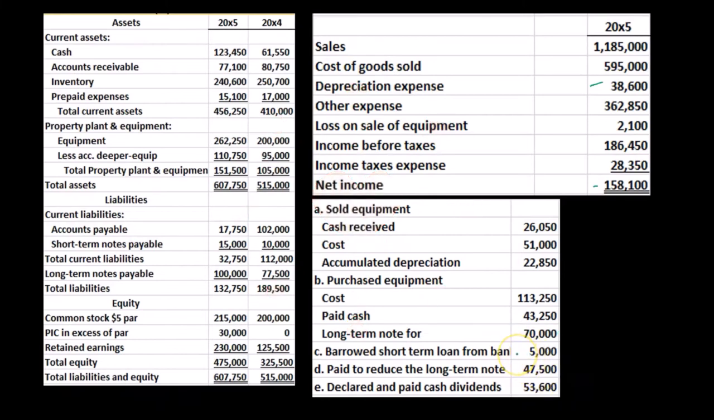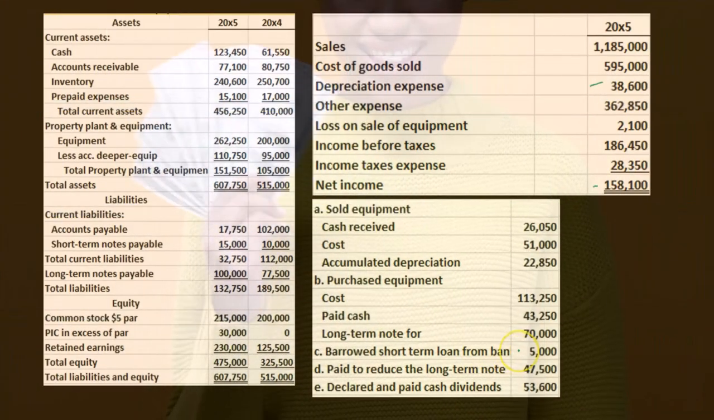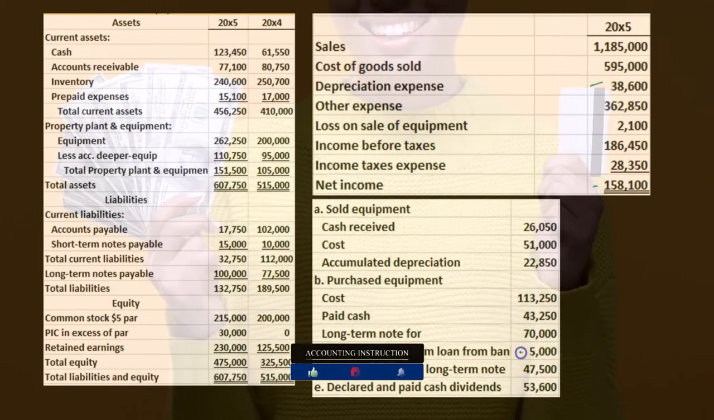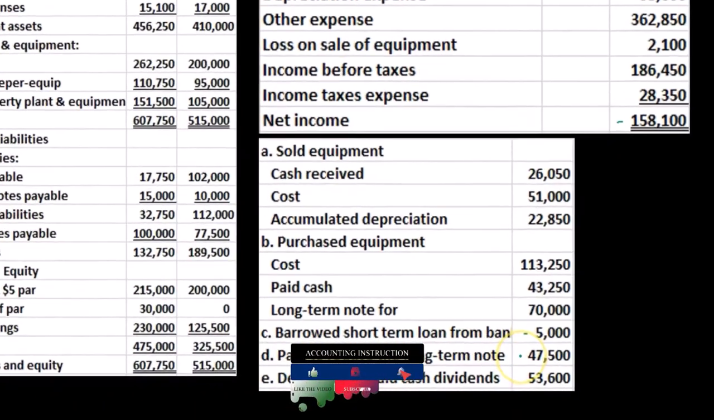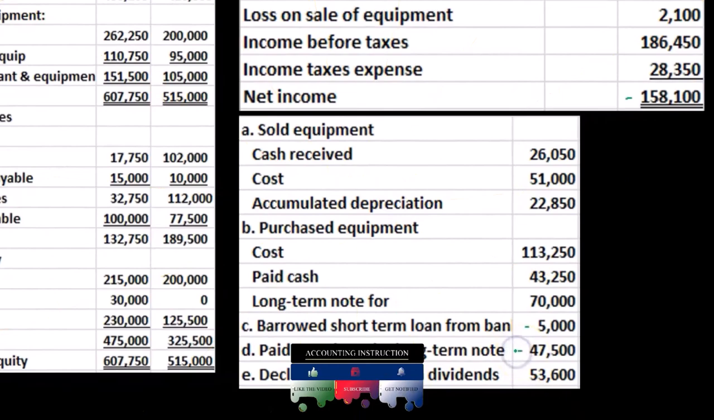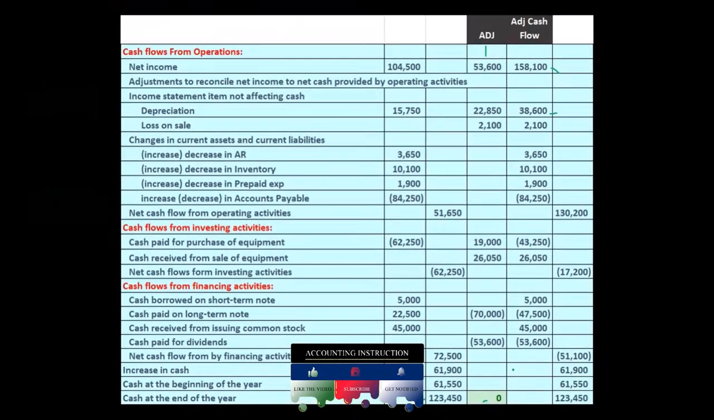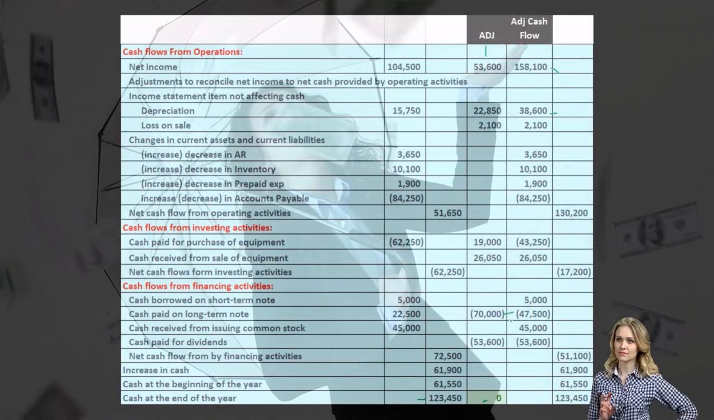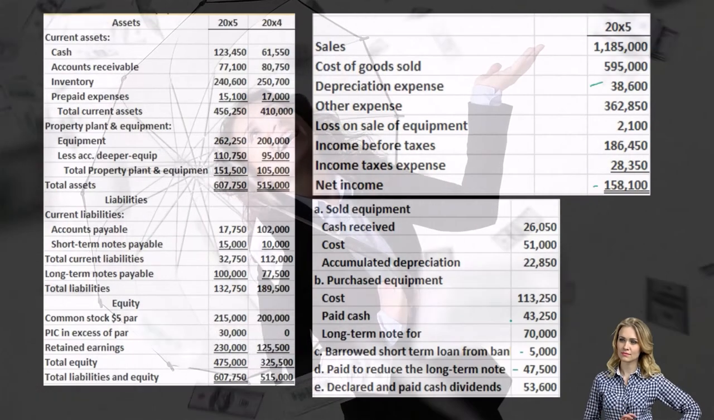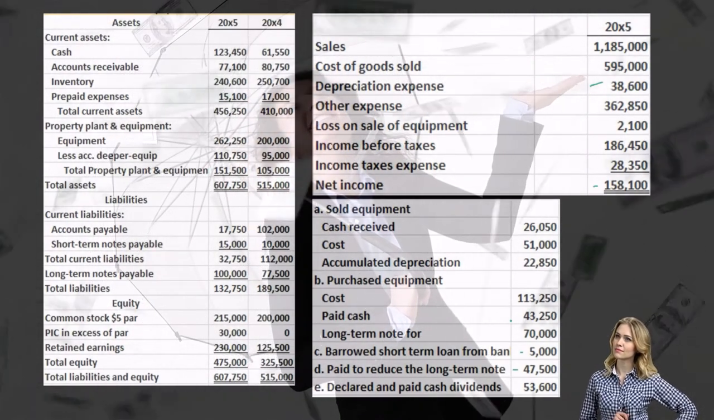We can see that we have some of the additional information. We check these amounts here on the income statement. Then it says that we borrowed a short-term loan, 5,000. That looks good. Paid to reduce the long-term loan, 47,500. And that now, 47,500, is where we're at there. So that's going to be another one of our major check figures to look through. So it looks like everything ties out.